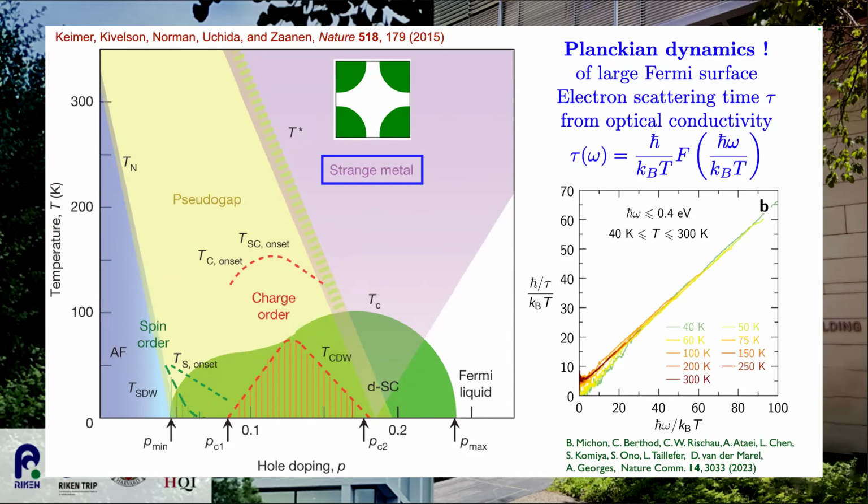But the strange metal is very different. It's everywhere. It's seen in TBG, it's seen in the pnictides, it's seen in the nickelates, and so on. It's a much more universal phenomenology, and also, of course, in the cuprates.